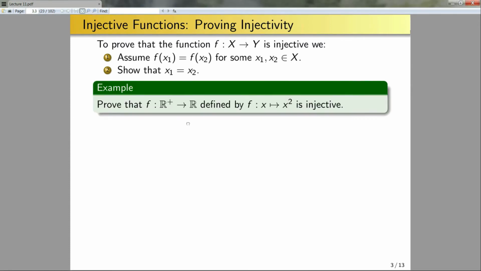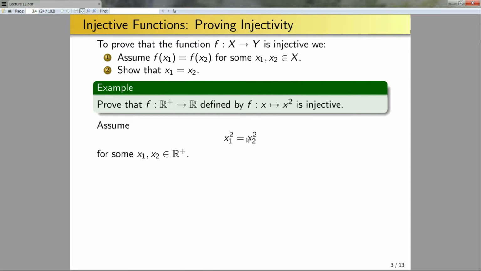So let's give an example of this. Prove that f mapping from the positive real numbers to R, defined by f of x equals x squared, is injective. To do this, I first assume that x1 squared is equal to x2 squared, because x squared is my function, and I'll assume that this holds for some positive real numbers x1 and x2. From here, I need to conclude that x1 is equal to x2. So how do I do that?